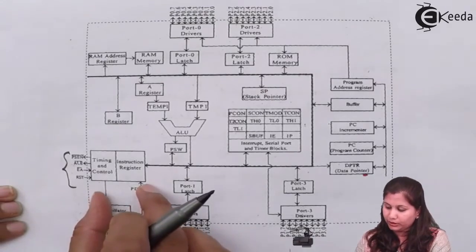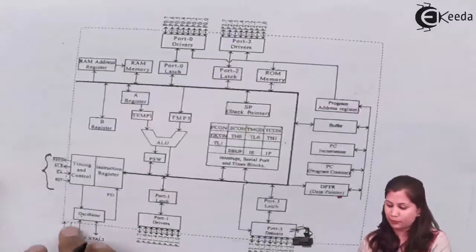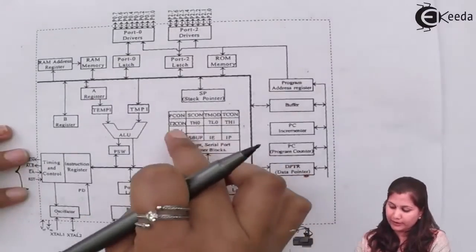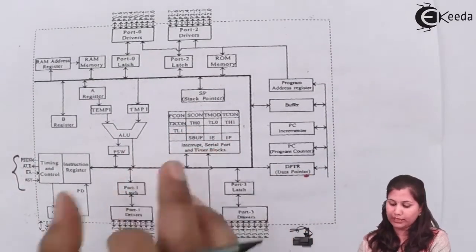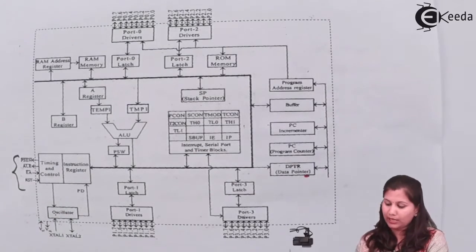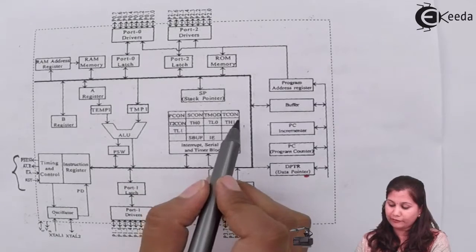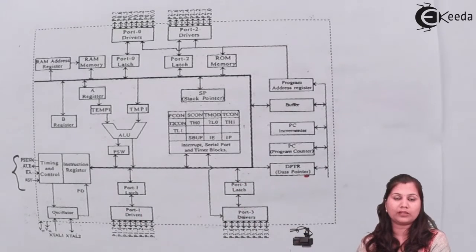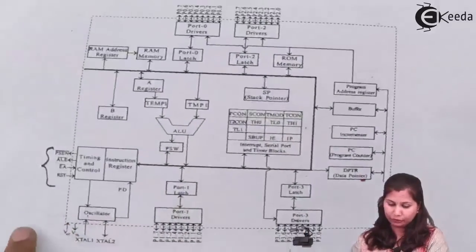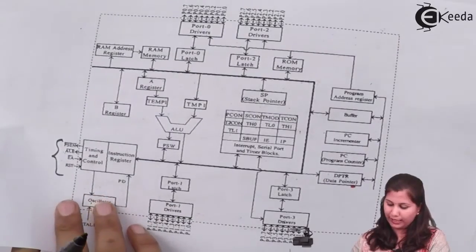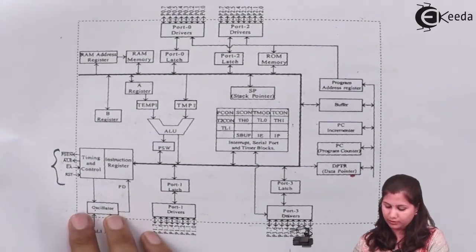Next we come to the timers and the counters block. The timers and counters block is present here. We have two timers in the microcontroller, that is timer 1 and timer 0, and these are 16-bit timers. These timers or counters can be operated in different modes. We have different special function registers also. Okay, so let's come to the timer, counter and the serial ports block.